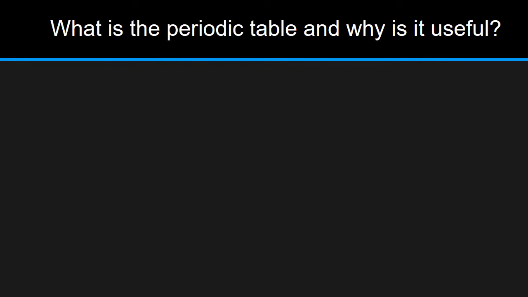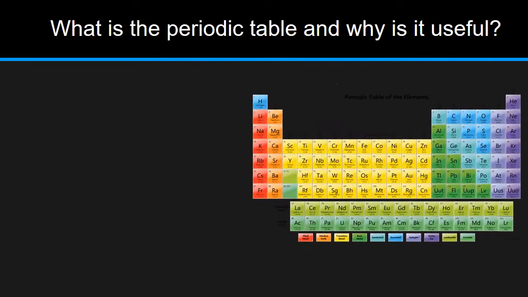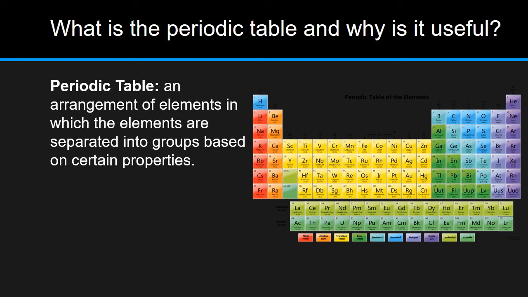So what is the periodic table and why is it useful? The periodic table is this great graphic we have right here. There are a lot of components, a lot of letters and numbers, and it can be kind of confusing. The periodic table is basically an arrangement of elements based on certain properties. We talked about physical properties, and intensive and extensive properties, and so our periodic table is arranged based on groups and those properties.